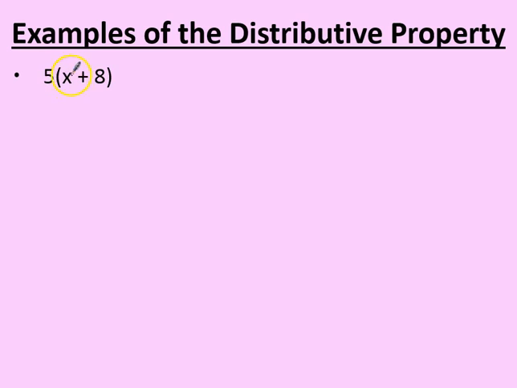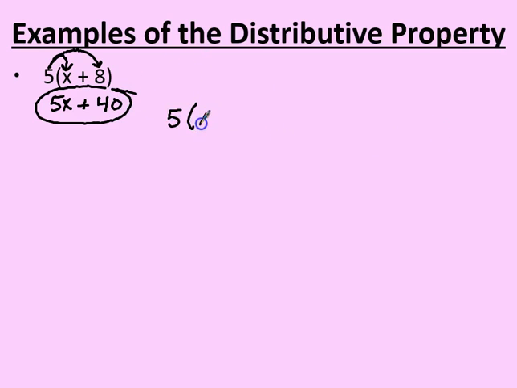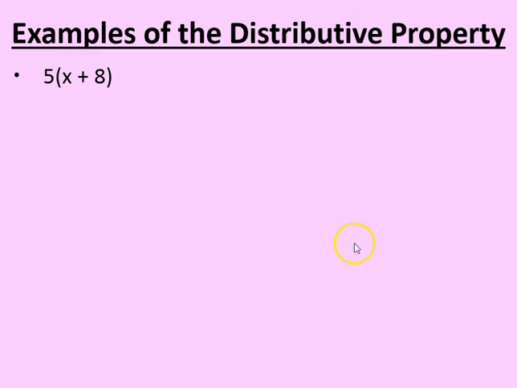So I can't add x and 8 because they're not like terms. This is a variable, this is a constant. But I can get rid of these parentheses by doing the distributive property. 5 times x makes 5x. 5 times positive 8 makes positive 40. So this expression is equivalent to 5x plus 40. So 5 times the sum of x and 8 is the same as 5x plus 40. These are equivalent. They are equal in value.